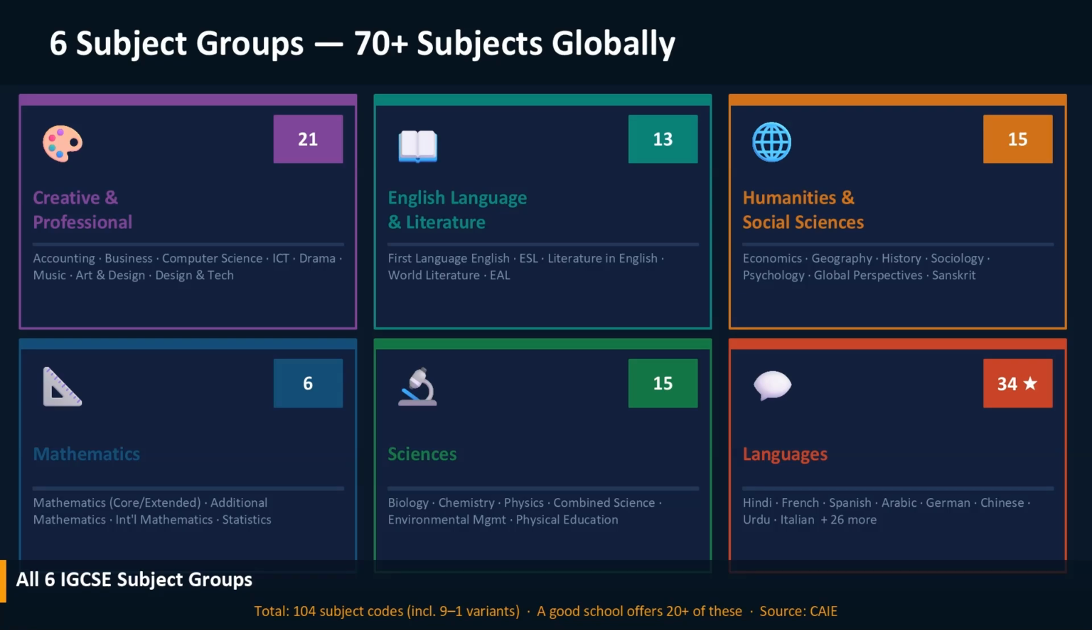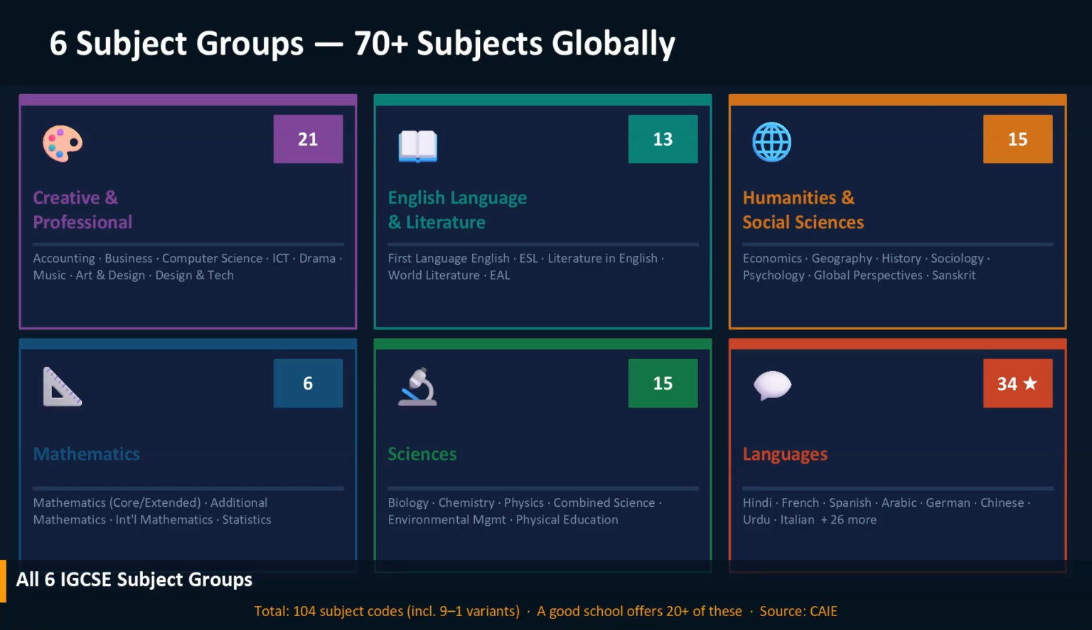Group 6, languages, 34 subjects. This is the single biggest group, 34 language options, and we're spending proper time on this one next. Now, one thing I need you to hear clearly. Cambridge offers all of this globally, but your school only offers a selection. A good school will offer 20 or more subjects. A school with only 10 or 12 subjects limits your choices and limits your child's future. More on that in a minute.